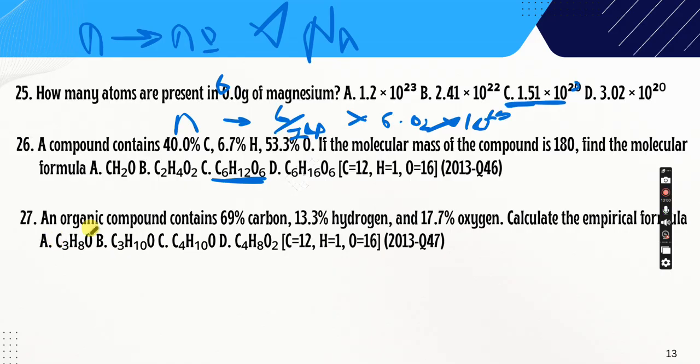The next question is saying that an organic compound contains 69% carbon, 13% hydrogen, and 17.7% oxygen. Calculate the empirical formula. We are going to use the same approach, right? Since we are using the same approach and we have solved a number of empirical formula questions, can you try to solve this and tell me what your answer is? So let's check if you are right.